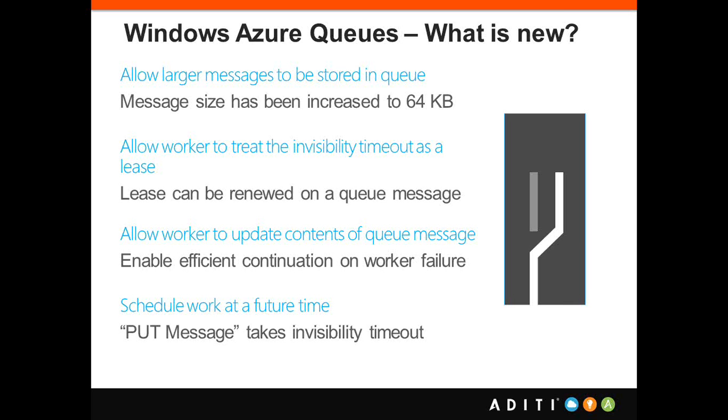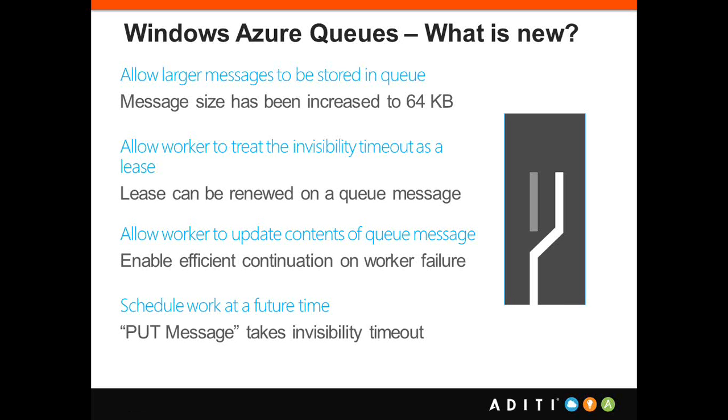For example, if you took out a message and said it should be invisible for 5 minutes, and while the worker role is processing that message you figure out that 5 minutes are not enough, you can go back and renew that lease to extend it by 5 more minutes, so that no other instance of the worker role sees that message and starts processing it. You can also update the queue messages, which was not possible earlier, and it is a very efficient way of handling worker failure.